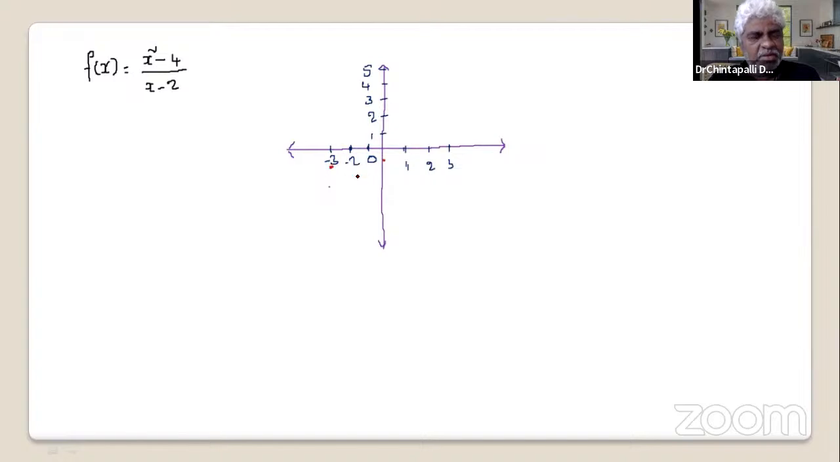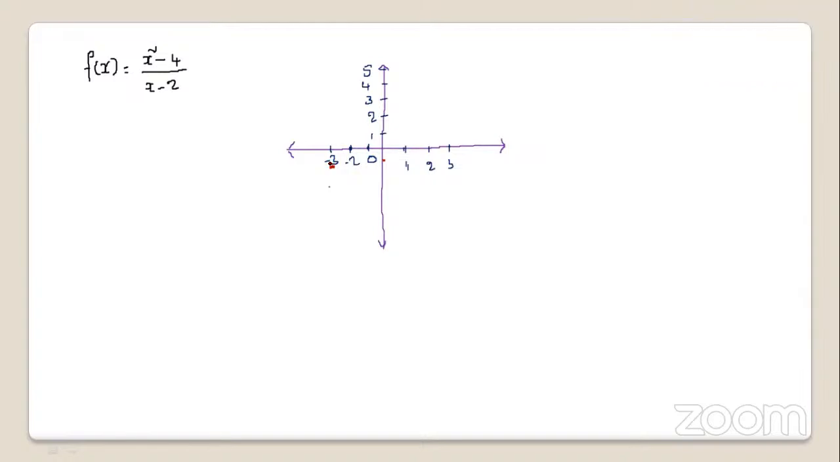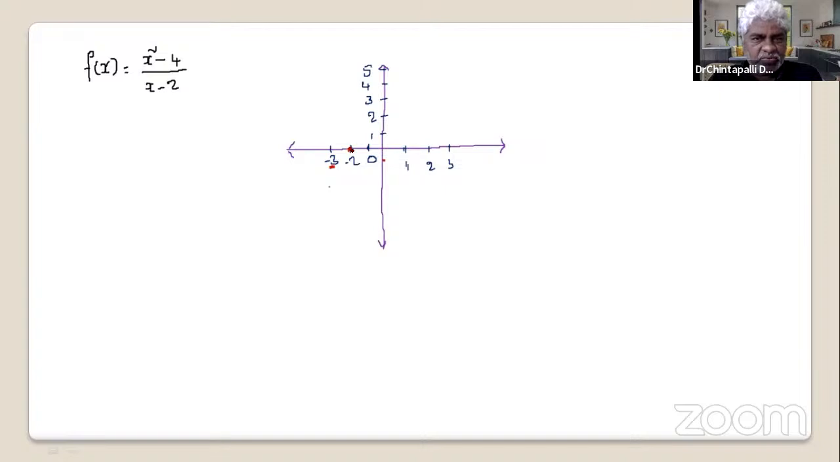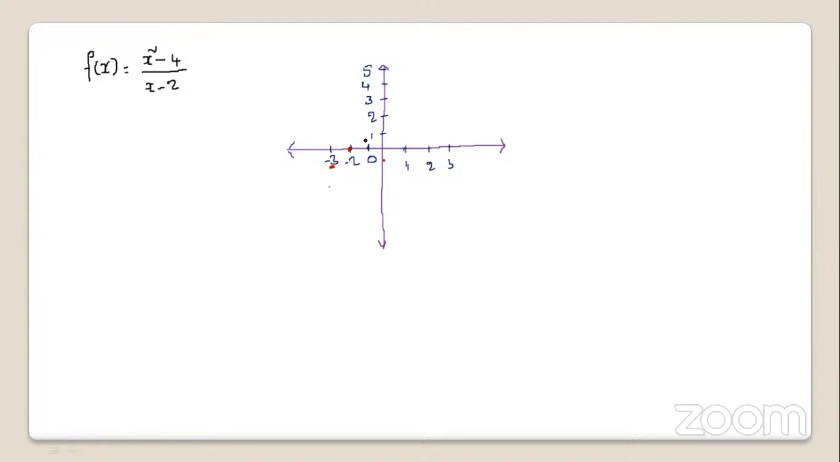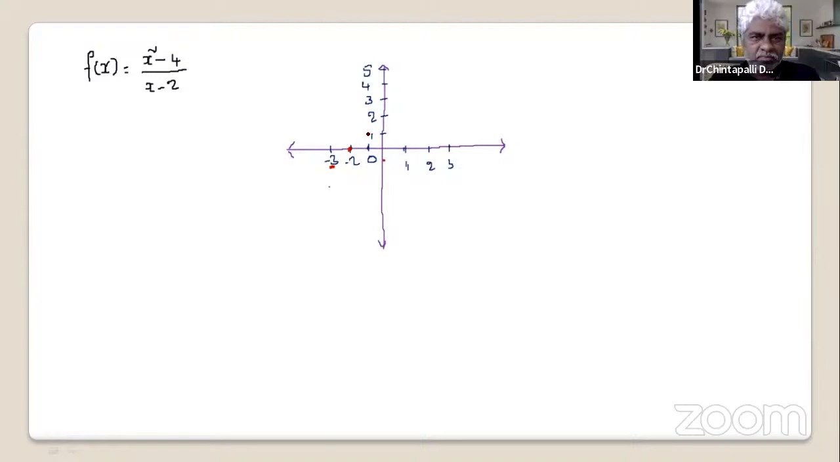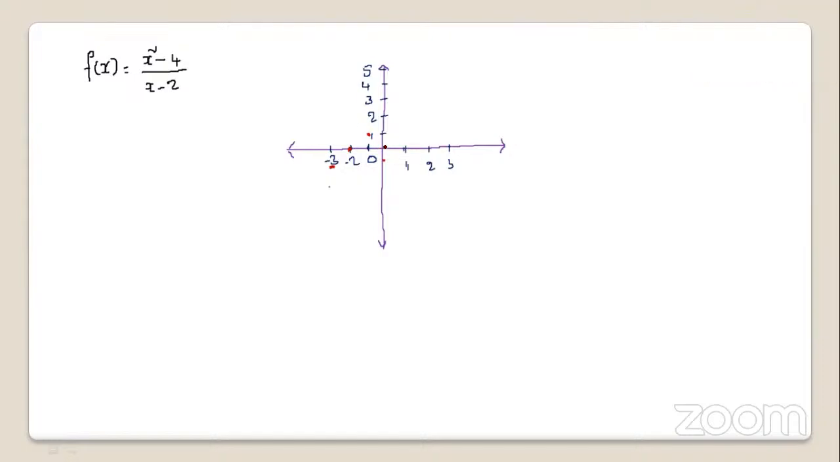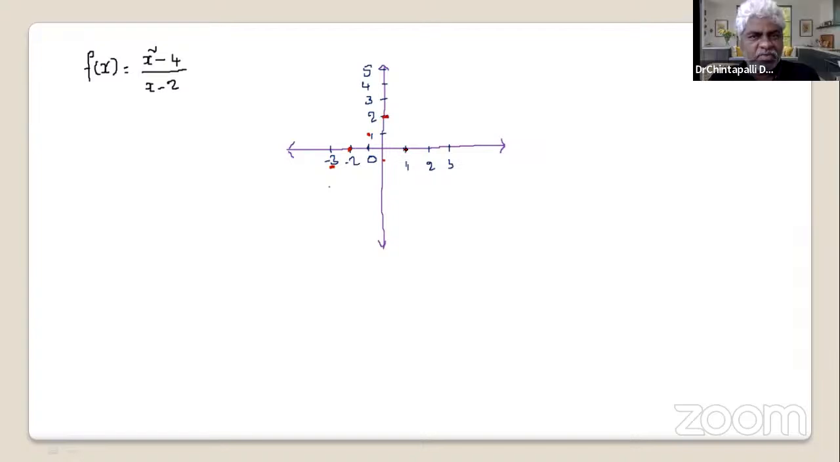This is the point. For x is equal to negative 2, y is 0. Very good. For x is equal to negative 1, 1 minus 4 is minus 3, minus 3 by minus 3 is 1. Very good. For x is equal to 0, y is 2. For x is equal to 1, y is 3.